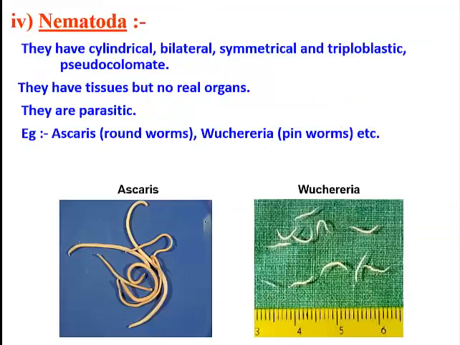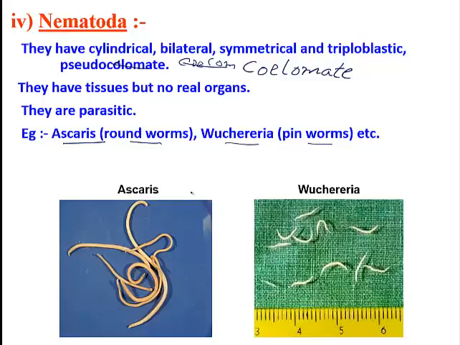Next is nematodes. The general features of nematodes are cylindrical, bilaterally symmetrical, and triploblastic pseudocoelomates. I'm sorry, there's a spelling error. My handwriting is not up to the mark on my digital slate. Hope I'll learn this soon. They have tissues but no real organs, and they are parasitic. Examples are Ascaris, roundworms, and Wuchereria, pinworms. You can see both of them.